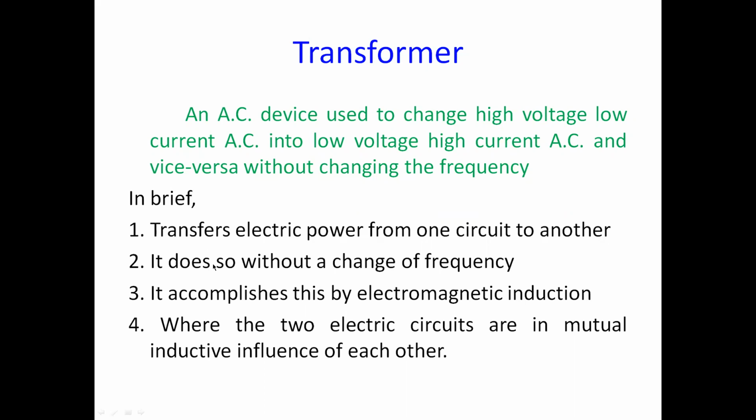Now this transformer transfers the power from one circuit, primary, to the secondary at constant frequency, and this is accomplished by a principle. On which principle does it work? By electromagnetic induction or mutual induction, where two electric circuits are magnetically coupled.